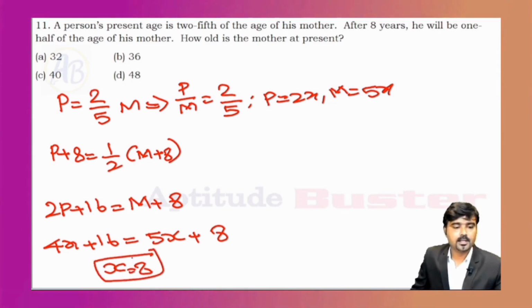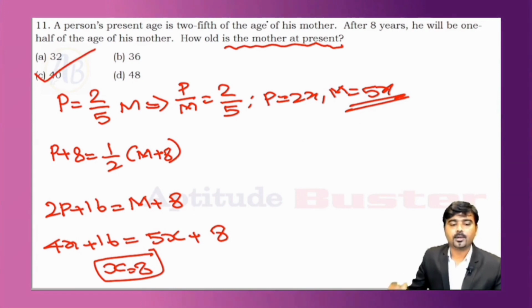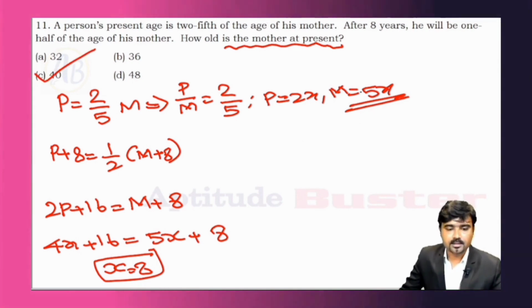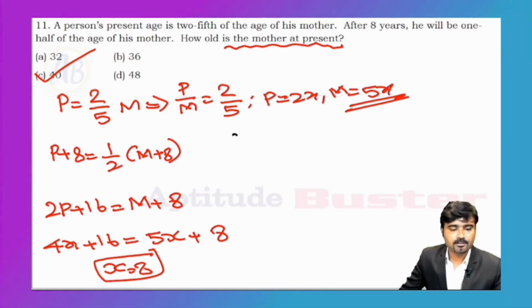x equal to 8. What's the question? How old is the mother at present? So 5 into 8, 40. Answer should be 40. Okay, don't solve like this. The reason, I'll tell you. You can find out the answer within 2 or 3 seconds.